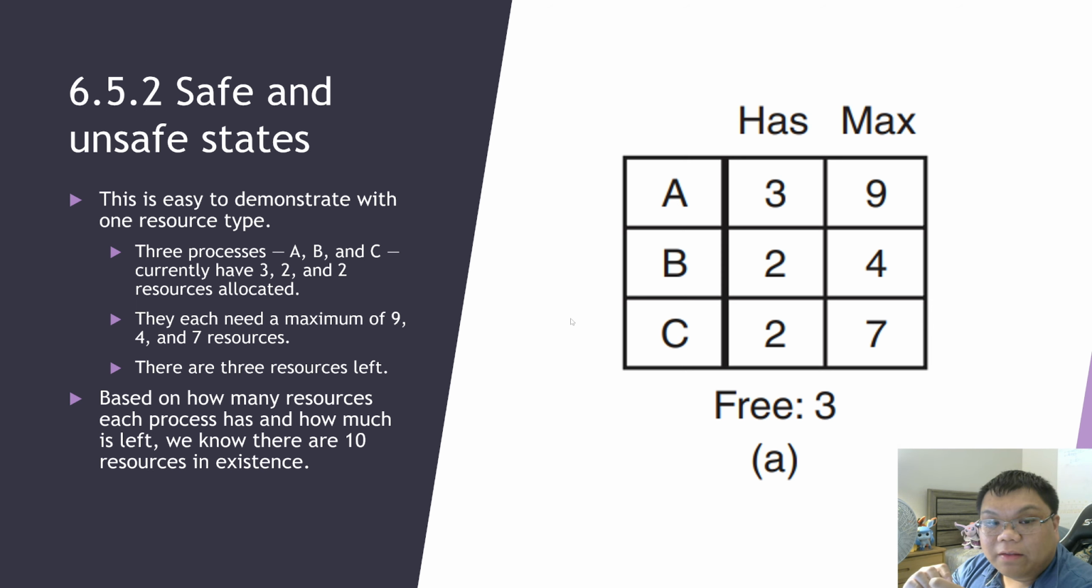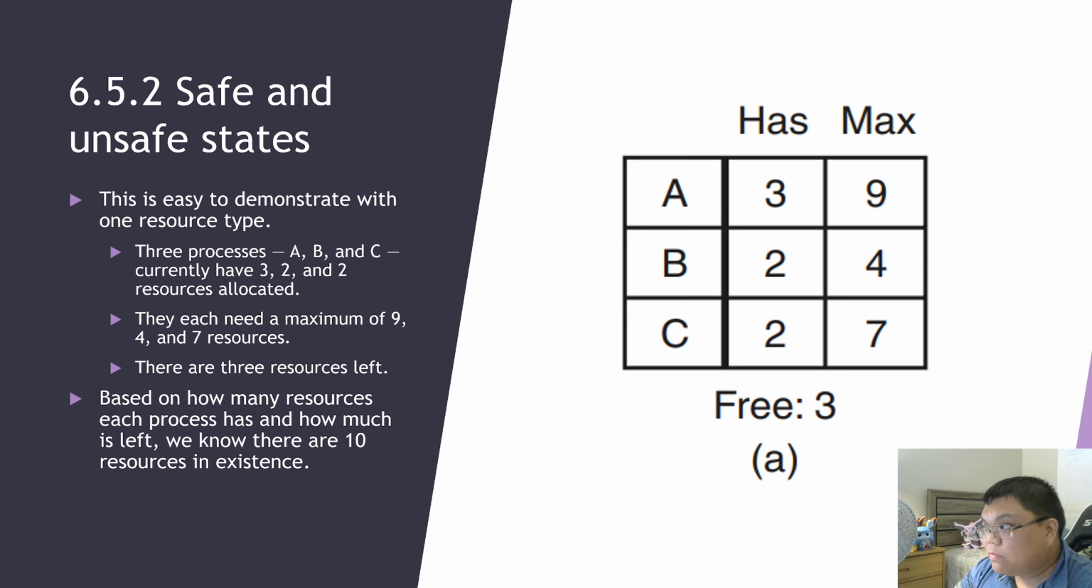So here's the thing. Each process has a known maximum resource need. But not every process will ask for the maximum resource need right away. Process A asked for 3 resources, but it might need 6 more resources because its maximum is 9. Or it's possible that it might only need the 3 resources and not ask for any more.